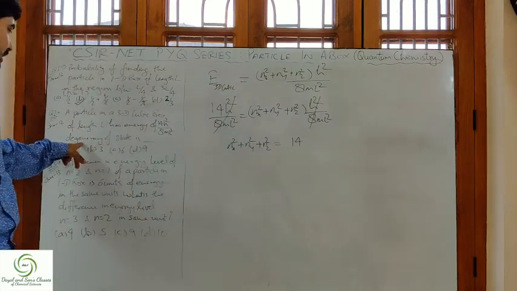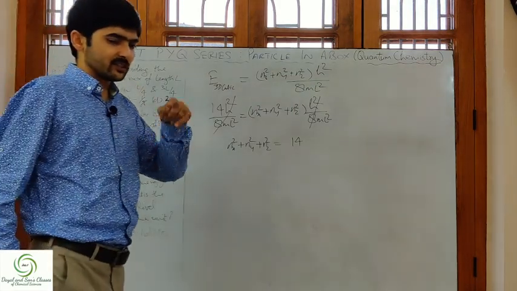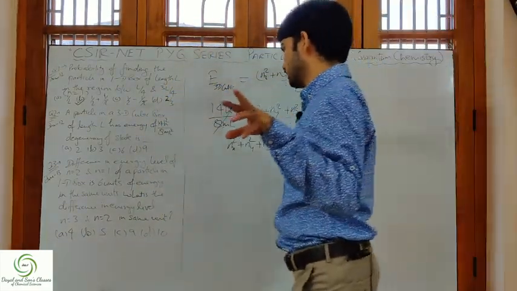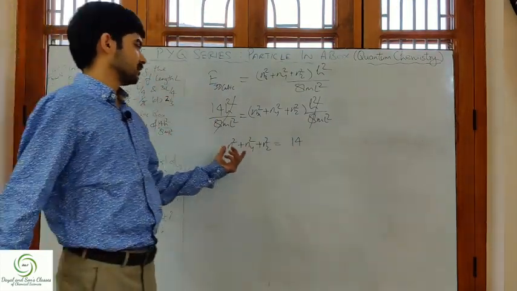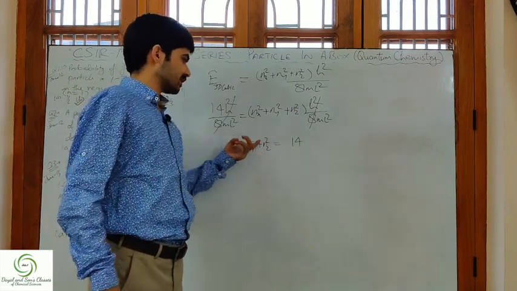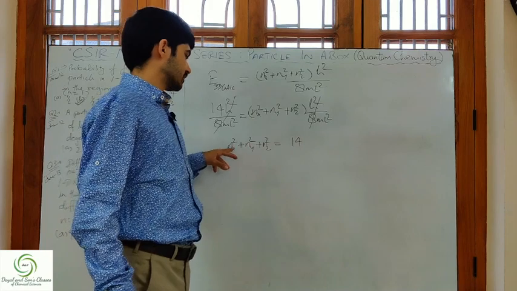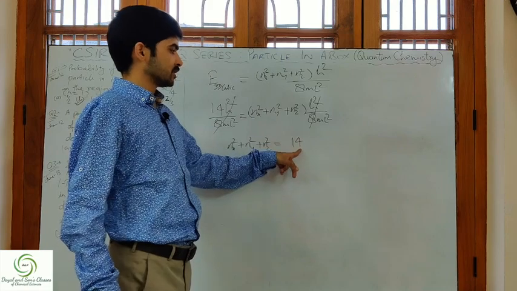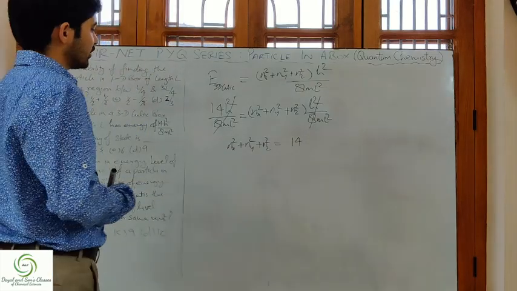Now, in order to find the degeneracy, what is the degeneracy state? I will leave the link of that video in the description. There you can go and see for yourself how we calculate this degeneracy. The degeneracy is basically the combinations of nx, ny and nz such that the sum of their squares gives me 14.